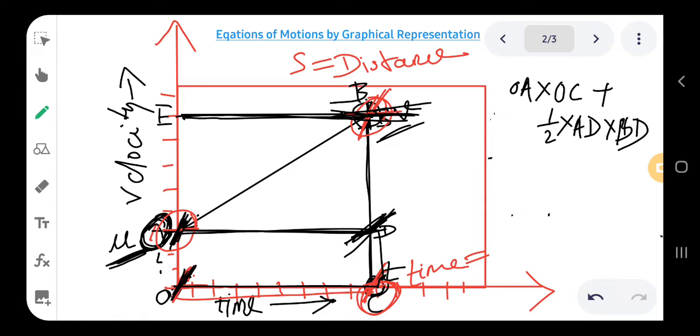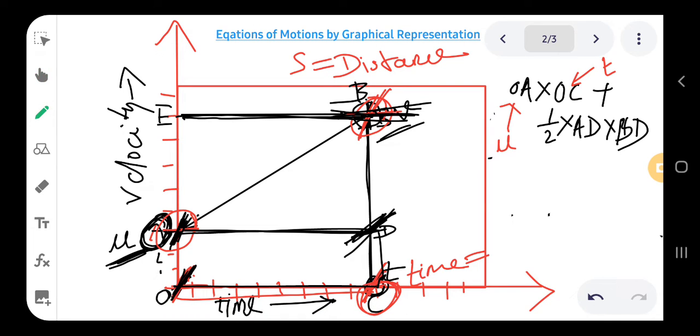So now we know that our OA is what? Our OA is our initial velocity. Yes. OC is our what? OC is our time. OC is our time or not? This OC is our time taken or not? So OC is our time.